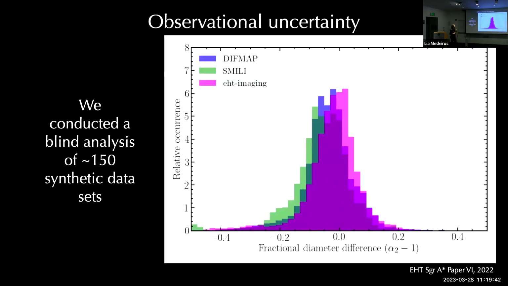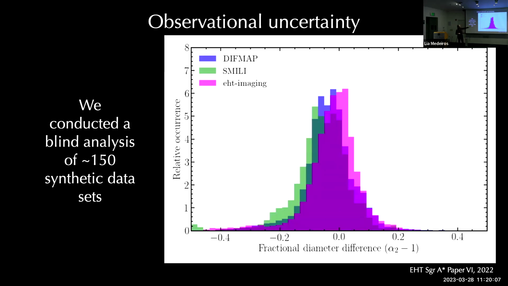Okay, so for alpha-2, or observational uncertainty, the way that we did this was a completely blinded analysis. We only used about 150 synthetic data sets because it is a very human time-intensive analysis procedure. And so one team created these 150 synthetic data sets, shared that with the imaging and model fitting teams, and they did the full analysis the same way that they do for the actual real EHT data.